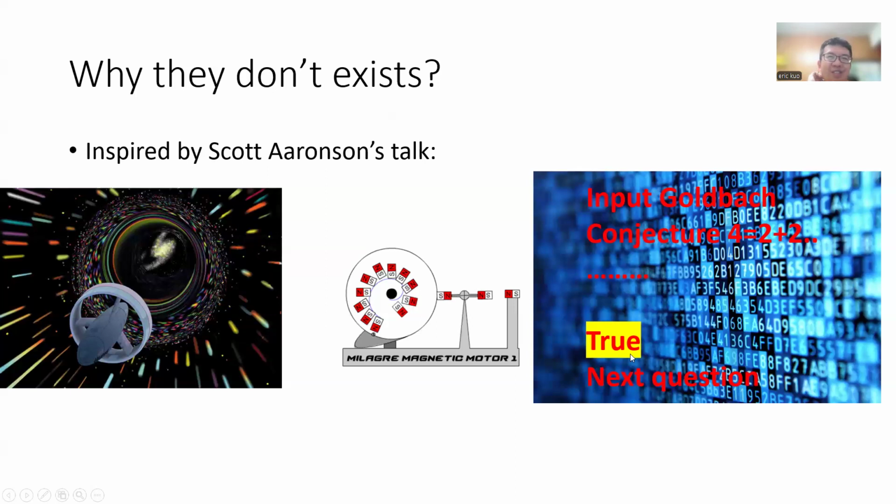So if there are some underlying physical laws or some deep reasons why the previous two cannot exist in this universe, then maybe the third cannot either, right? So one can ask whether the third exists or not.